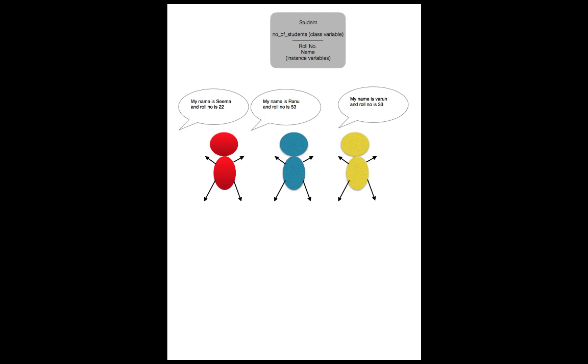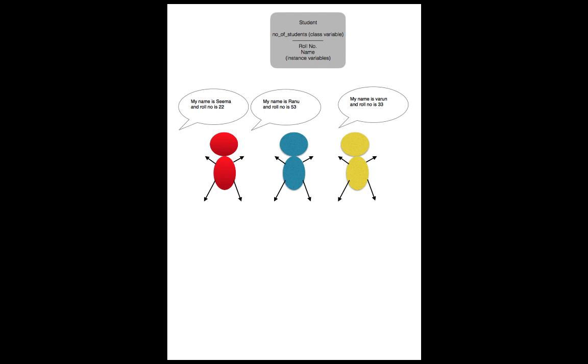For example, the first object in red entity can say that my name is Seema and roll number is 22. So the value for name and roll number is like Seema and 22. Another object in blue can have name as Ranu and roll number is 53. And third object in yellow can have name as Varun and roll number is 33, and so on and so forth.